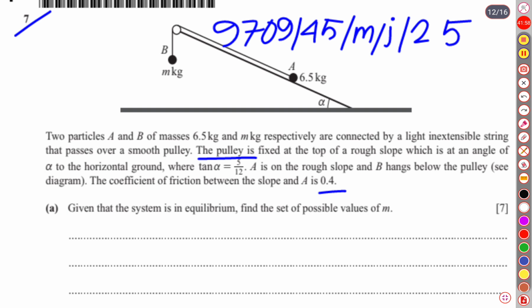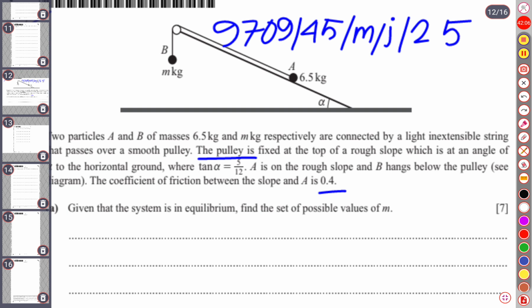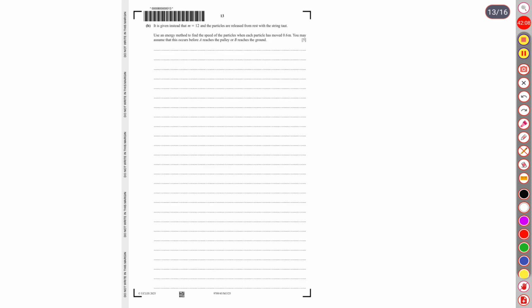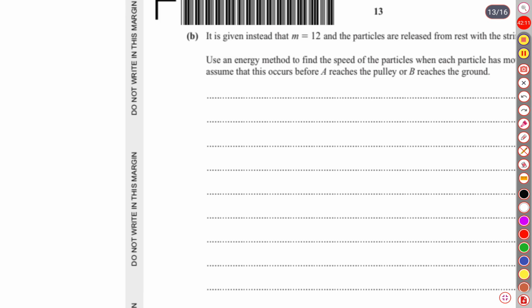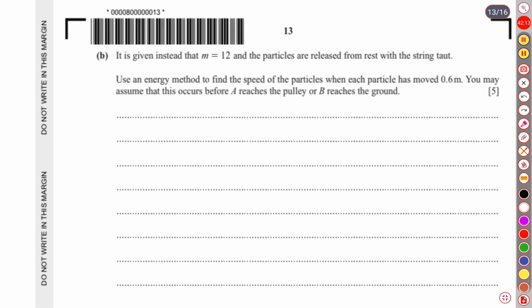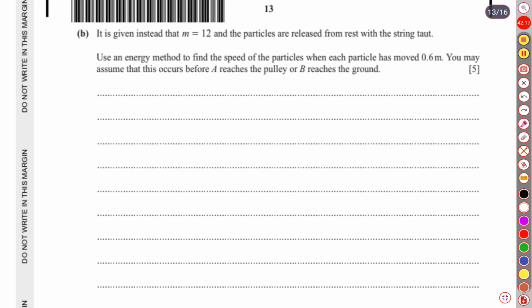Actually, this belongs to a different question, I mean a different topic. So we are going to solve question number B. Question B says it is given that M is equal to 12 and the particles are released from rest with the string taut. Use an energy method to find the speed of the particles when each particle has moved 0.6 meter. You may assume that this occurs before A reaches the pulley or B reaches the ground. So that is our question.